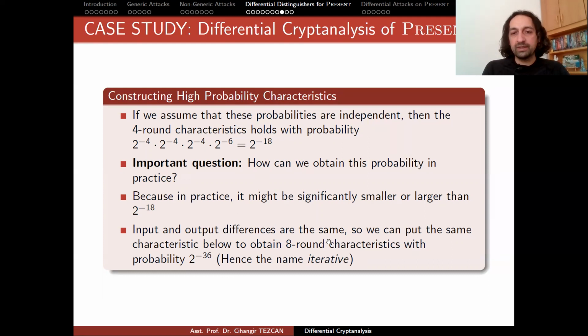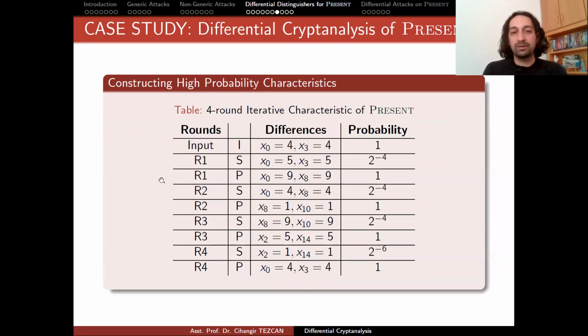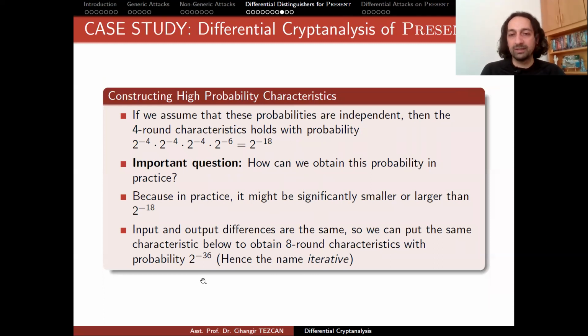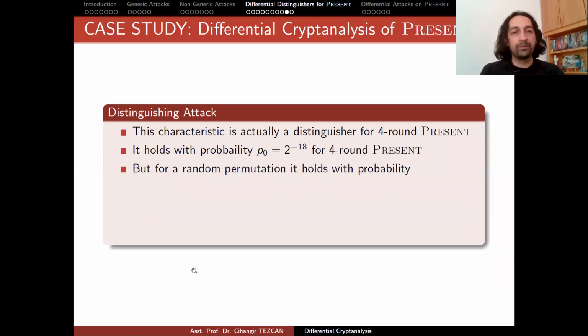So the input and output differences are the same. This is why I called it an iterative 4-round characteristic. So we can put the same characteristic below to obtain an 8-round characteristic with probability 2 to the minus 36, hence the name iterative. Take this picture, put it below it. This time, instead of a 4-round characteristic, you have an 8-round characteristic, but the probability is just squared, so it is 2 to the minus 36. You can keep going in this way, but at some point the probability would be lower than 2 to the minus 64, and since the block size is 64 bits, going beyond this probability makes not much sense.